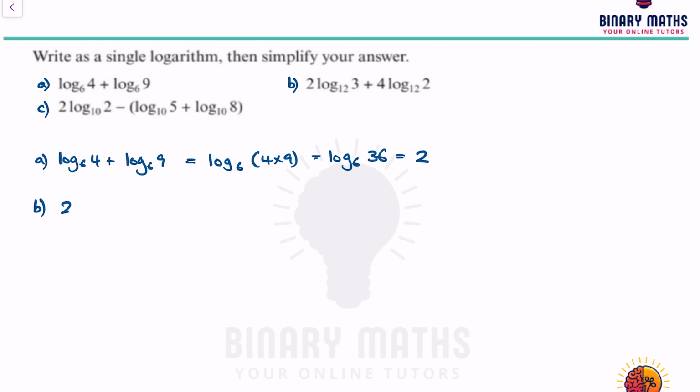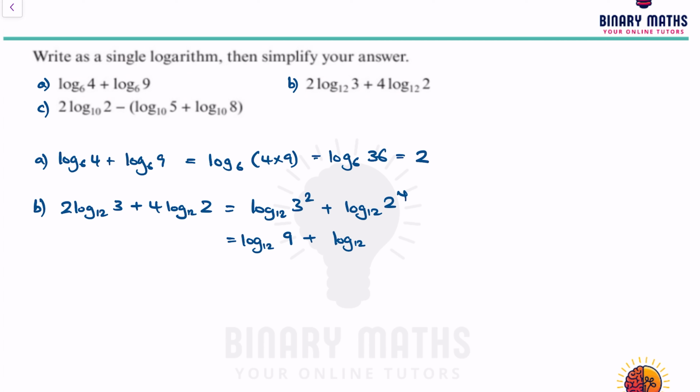B. 2 log base 12 of 3 plus 4 log base 12 of 2 is the same thing as using the index law, log base 12 of 3 squared plus log base 12 of 2 to the power of 4. So the coefficients become the power, which is log base 12 of 3 squared, which is 9, plus log base 12 of 2 to the power of 4, which is 16. Because the bases are the same, we can just multiply 9 times 16. So 9 times 16 gives me 144.